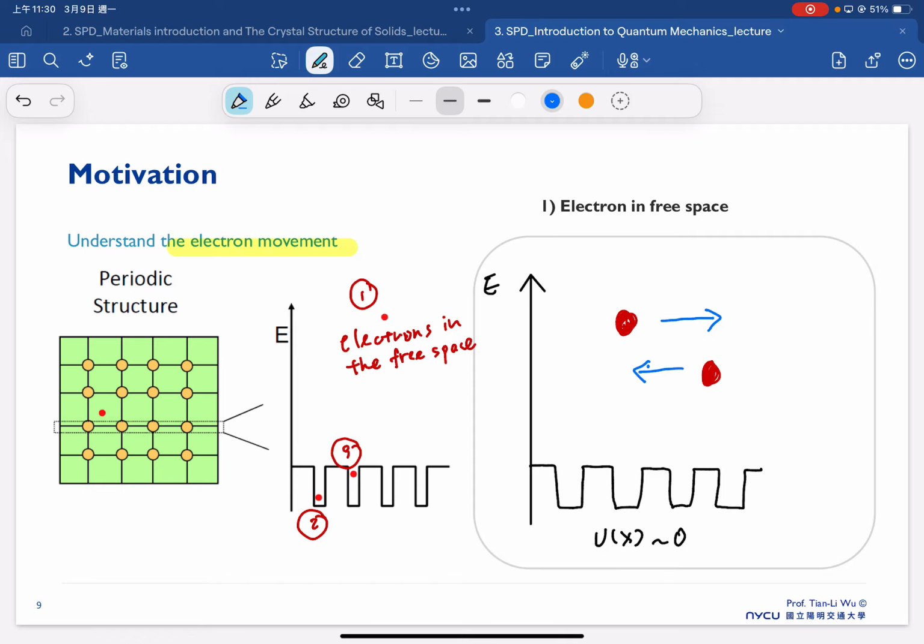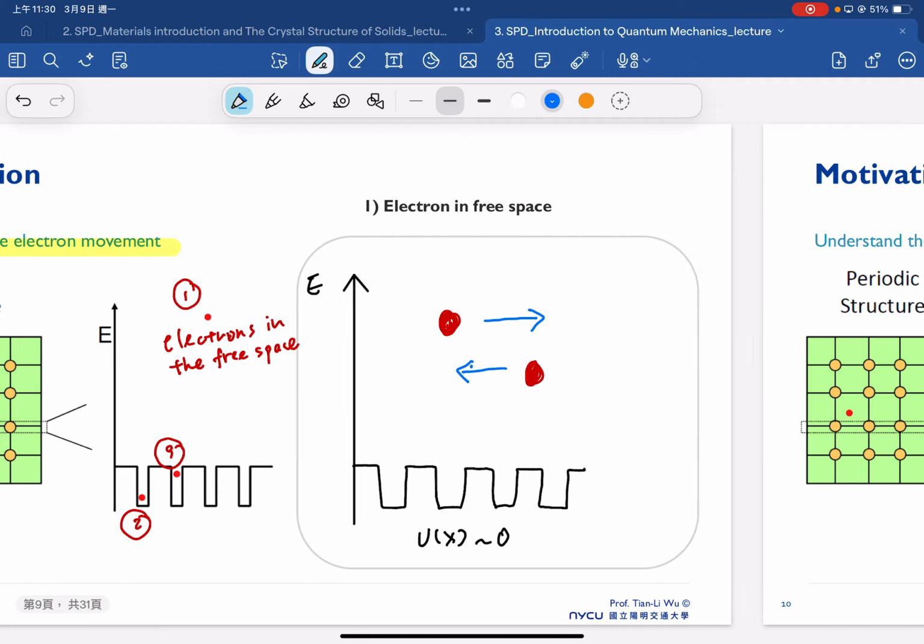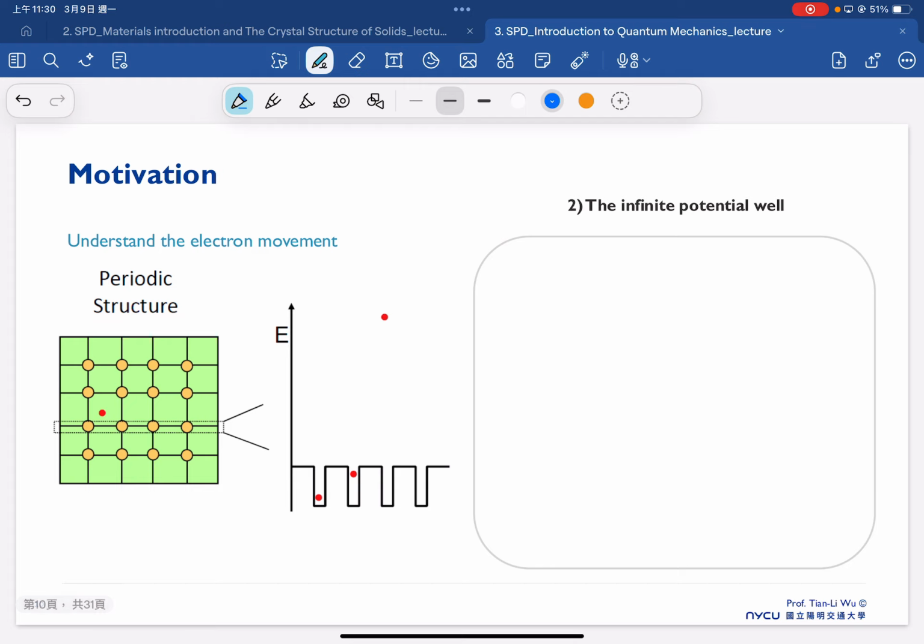And the next one is electrons moving inside this infinite potential well, which is here. This is considered that the electrons are moving, but now moving in a place that has an infinite potential well.